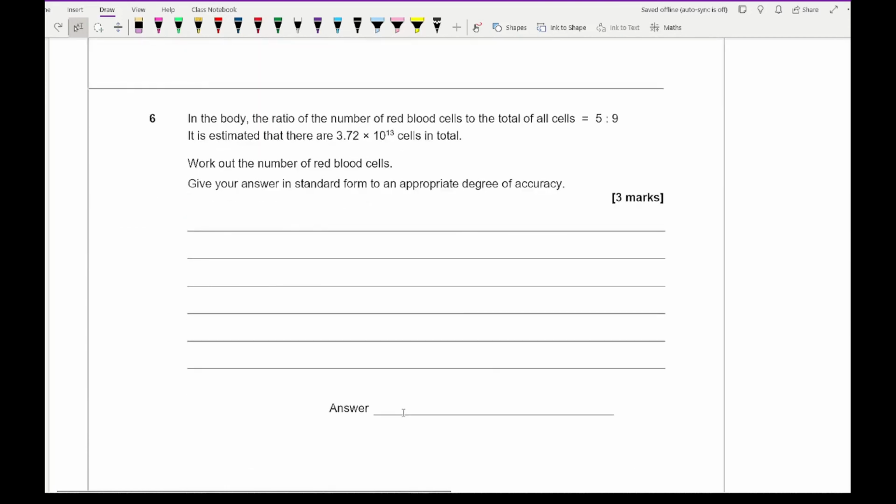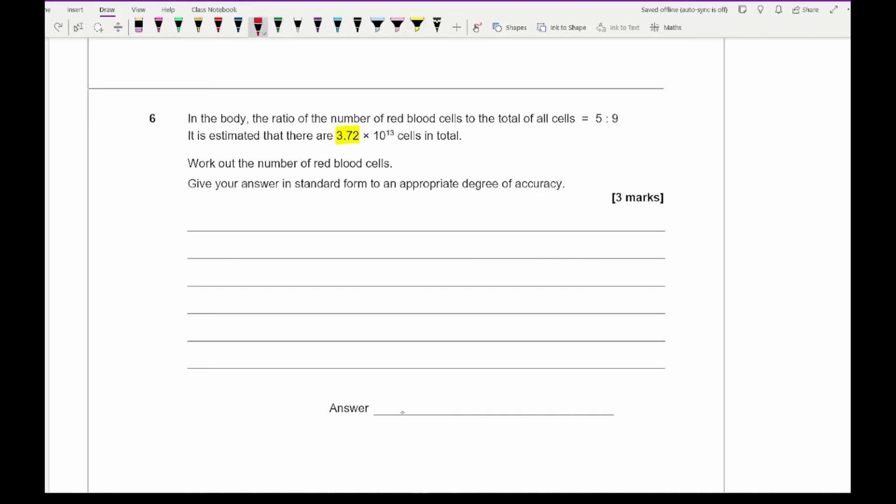Moving on to question 6, it says that in the body, the ratio of the number of red blood cells to the total of all cells is the ratio of 5:9. It is estimated that there are 3.72 times 10 to the power 13 cells in total. Work out the number of red blood cells. Give your answer in standard form to an appropriate degree of accuracy. So in terms of the degree of accuracy, you can see that the number that's written in standard form has been given to 2 decimal places. So that's how I'm going to write down my final answer.